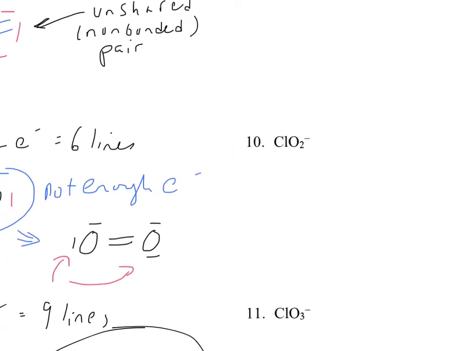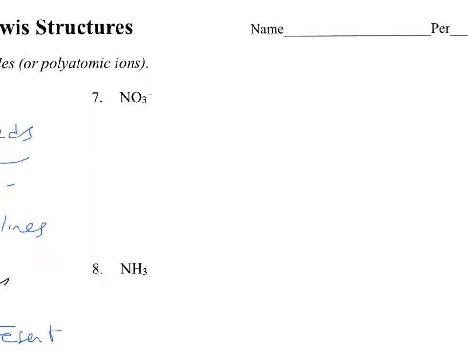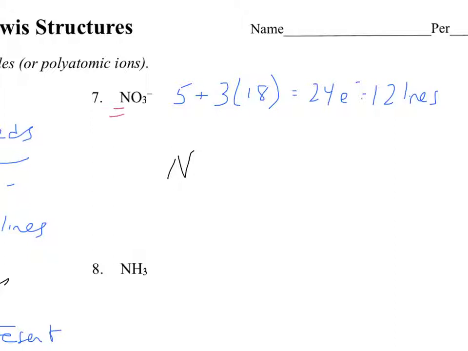Let's continue with number 7. 5 electrons plus 18 for a total of 24 electrons, 12 lines. Put the nitrogen in the middle. Generally the first atom listed will be the central atom in most all structures that we'll build that are fairly simple. And so with the nitrogen in the middle, 3 oxygens surrounding it, doesn't matter where exactly.